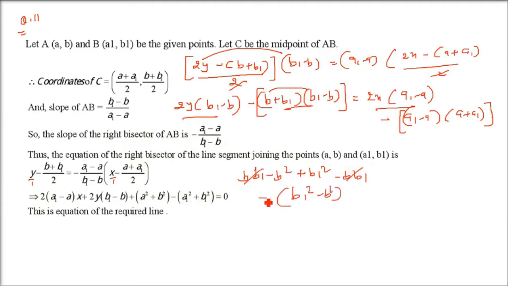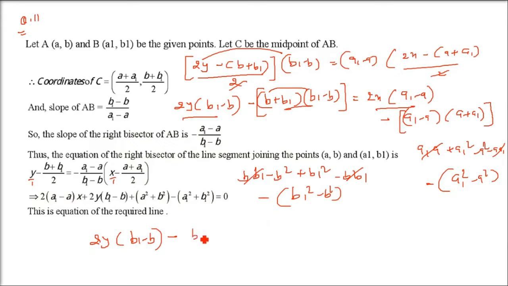Coming to this one, right side you have (a1 minus a). So 2x into (a1 minus a) and minus (a1 minus a) into (a plus a1). That is a1 square minus a square, and there is a negative also outside. So let us write it: 2y(b1 minus b) minus (b1 square minus b square). I'm keeping the 2x, 2y terms like this only: 2x(a1 minus a) minus (a1 square minus a square).